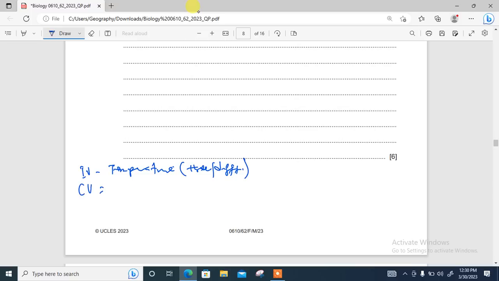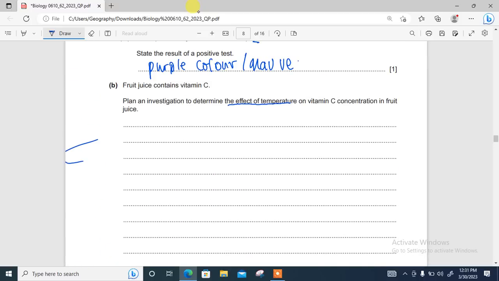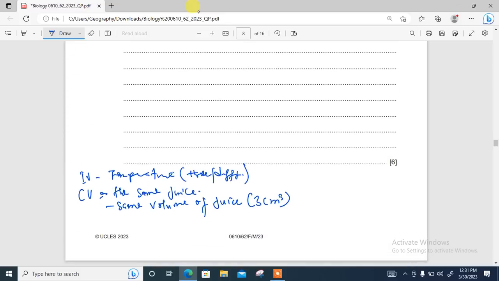things that will be kept constant. So since we are looking at vitamin C, I need the same fruit juice, the same juice. I need the same volume of juice. So you should be able to state it. Possibly you're using 3 cm cube of juice. It should be stated there. And what else can I keep constant? So the time also for the investigation. So look at your time, it should be constant.